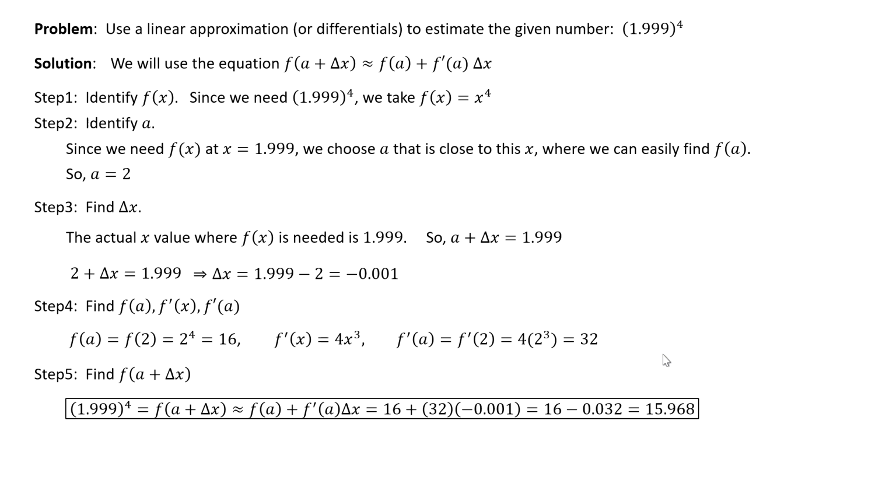All these things come in very, very handy at a later time. All right. So this is an interesting concept. By the way, if you actually punched into a calculator what 1.999 to the 4 is, at least in my calculator, I found that to be 15.968023992. And what we got is 15.968.